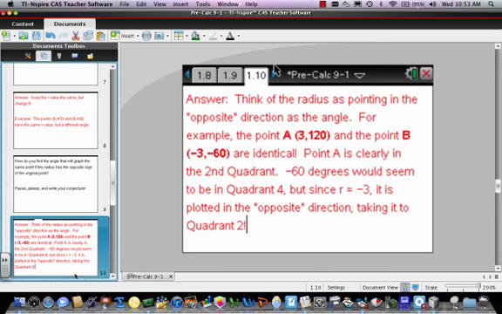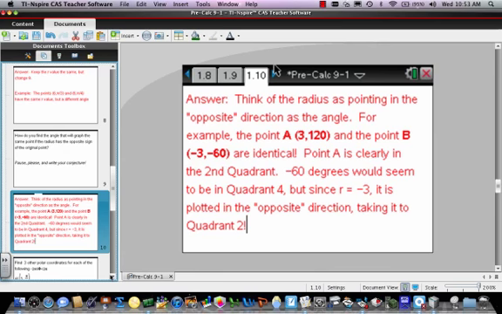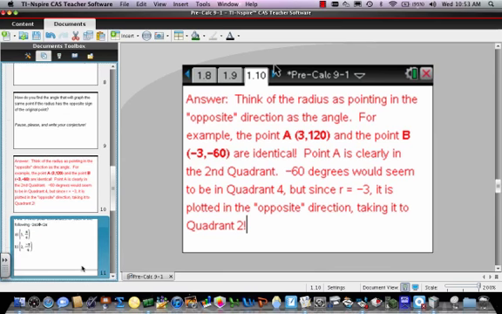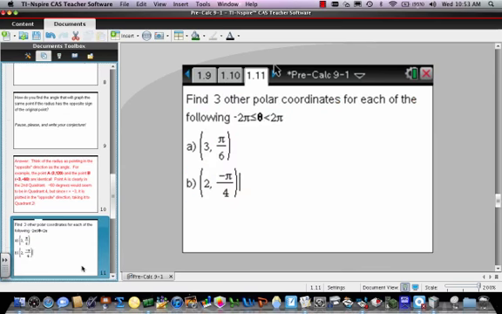Now you could try some of these next ones here, and see if you can figure out 3 other polar coordinates for each of the following. Again, this is just once around the circle chart. Can you come up with 3 other polar coordinates for those? We'll talk about these much more in class as well.